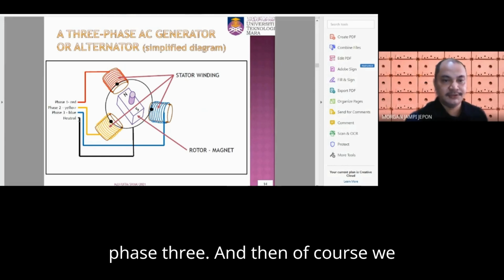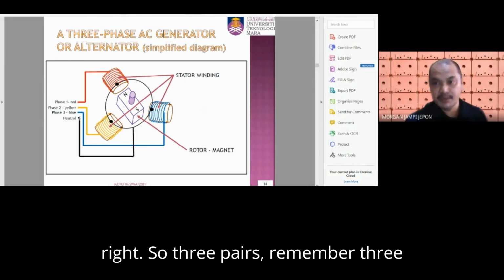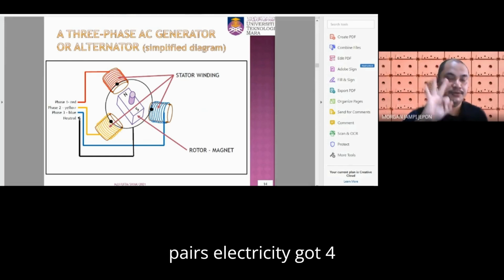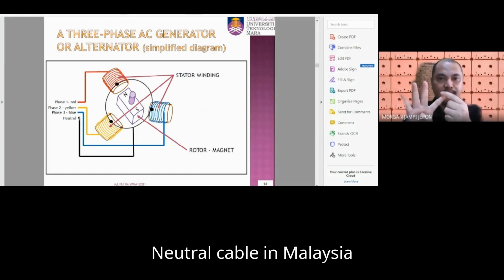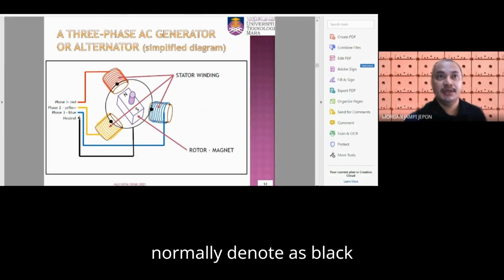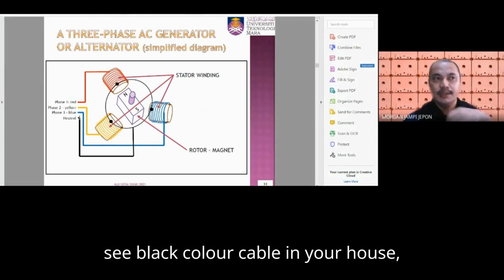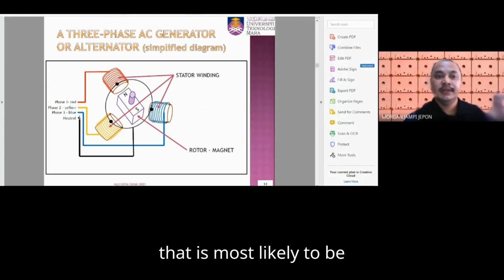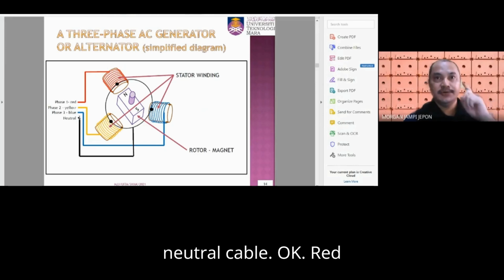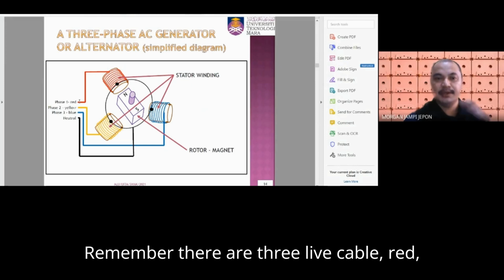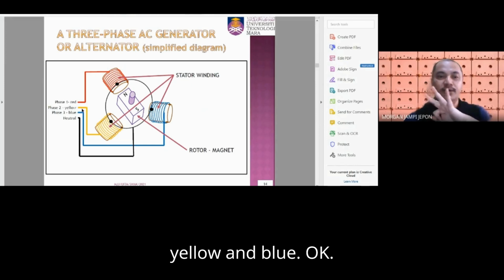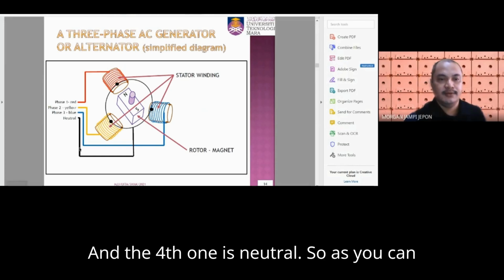And then of course we got a neutral cable. Remember, three phase electricity has four cables: phase one, phase two, phase three, and the neutral cable. Neutral cable in Malaysia is normally denoted as black color cable. So when you see a black color cable in your house, that is most likely to be the neutral cable. Red is for the live cable. Remember, there are three live cables: red, yellow, and blue. And the fourth one is neutral.